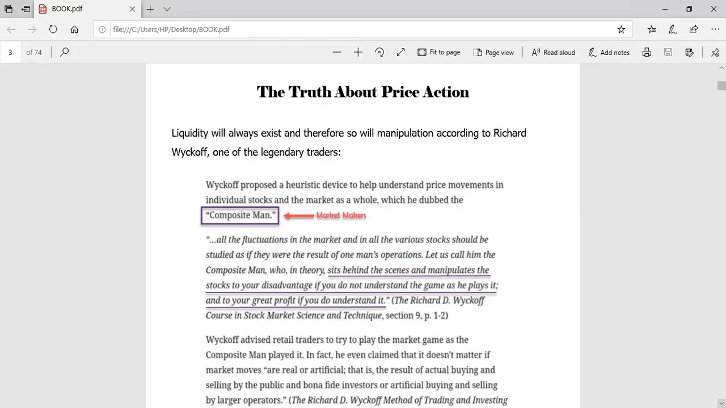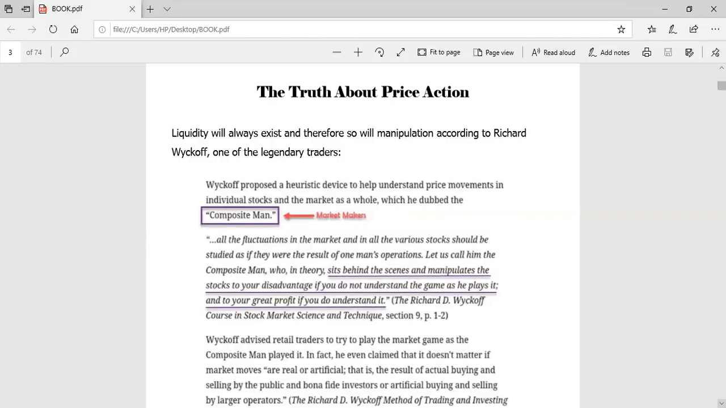That all the fluctuations that I've shown you in the market and in all the various stuff should be studied as if they were the result of one mass operation, the market players. So it is called a composite man who in theory sits behind the scenes and manipulates the stocks to your disadvantage if you do not understand the game as he plays it, and to your great profit if you understand it. So if you understand the game of manipulation, you will profit from it. If you don't understand, you are the liquidity that they want to take off the market.